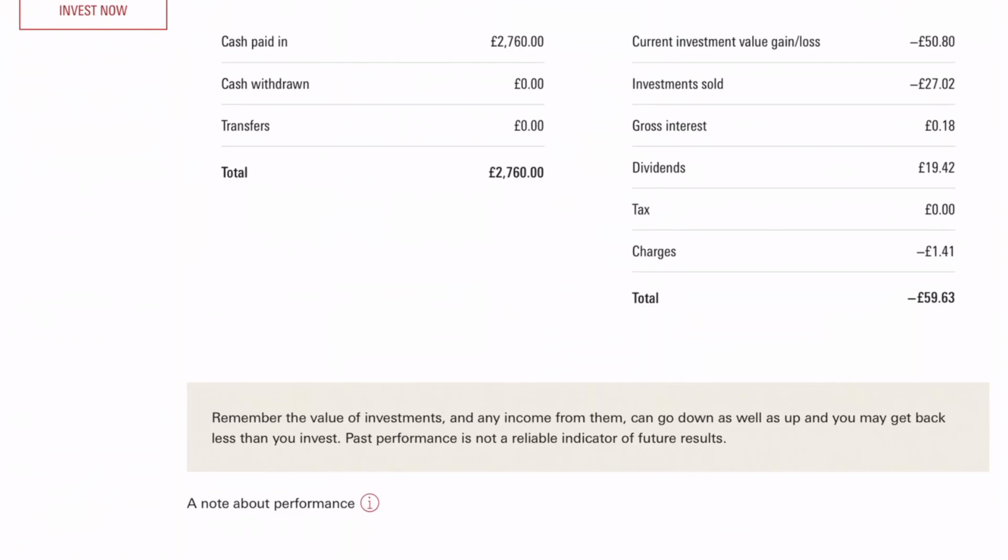Equally, I said that I invested in Vanguard and on the Vanguard platform due to the low fees and low charges. As you can see, I've only paid £1.41 in charges this year, which is amazing when comparing that to the amount of fees I could have paid on other platforms.